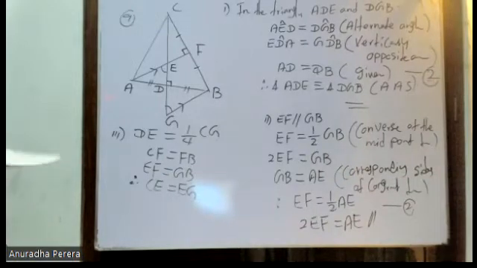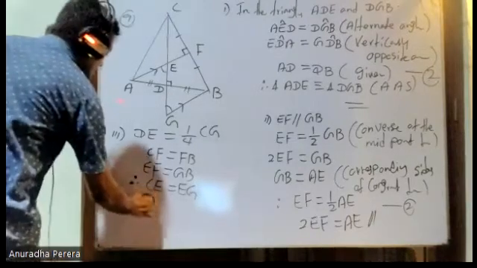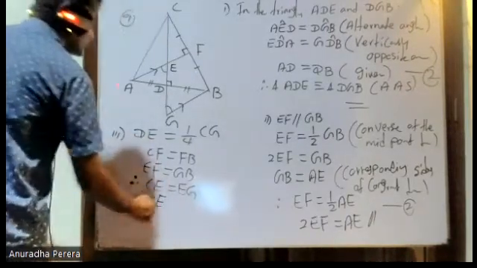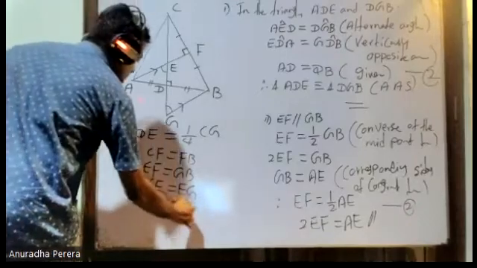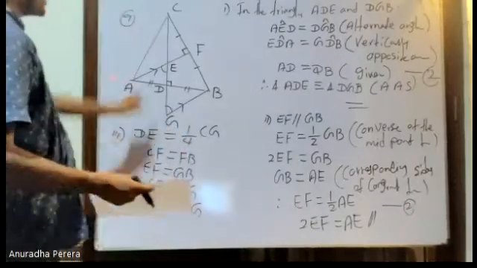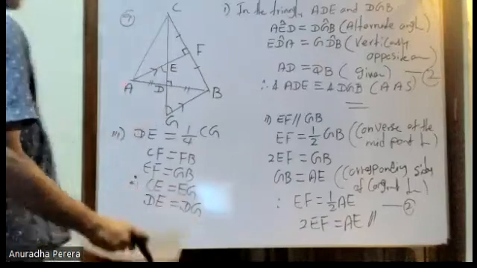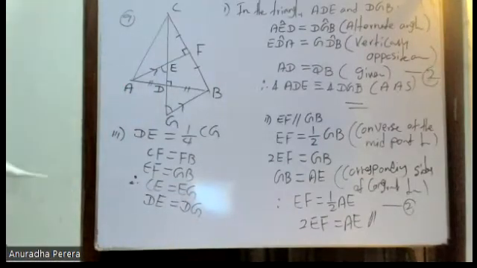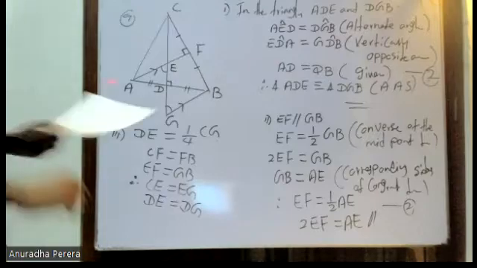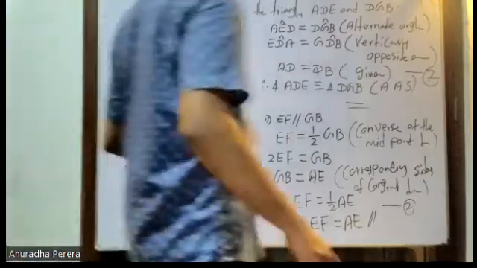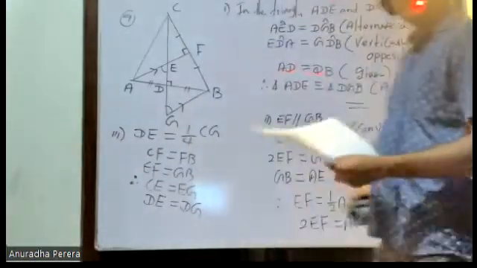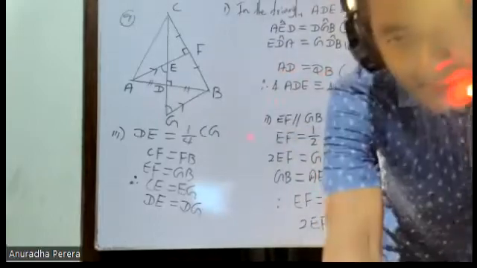And DE equals DG. Why? Corresponding sides of congruent triangles. DE equals DG. Then we can substitute this. We need this relationship between DE and CG. What relationship do we have, son? CE and EG.